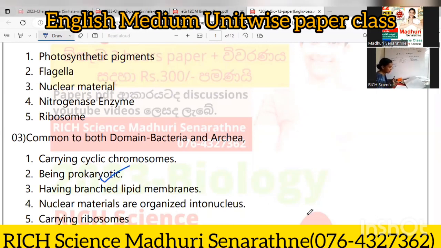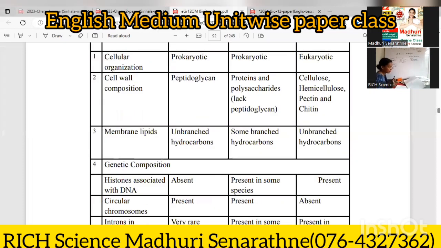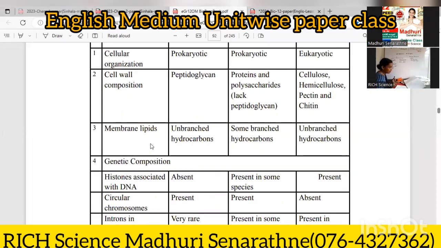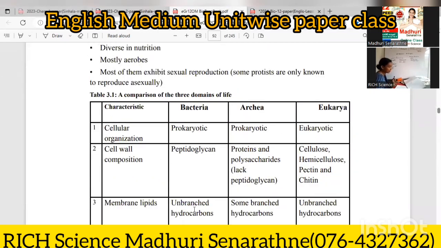Having branched lipid membranes in this chart, what about membrane lipids in bacteria? Membrane lipids are unbranched. Membrane lipids have unbranched hydrocarbons. In archaea, some hydrocarbons are branched. In bacteria, unbranched hydrocarbons. By using this characteristic, we can differentiate both bacteria and archaea.